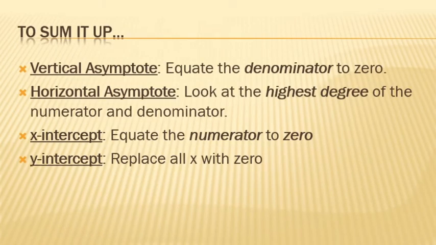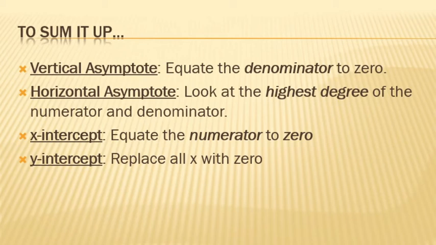So, to sum it up, para makuha natin yung vertical asymptote, equate the denominator to 0 and then solve. Para makuha naman natin si horizontal asymptote, tingnan natin yung degree or highest exponent ng numerator and denominator, and then i-observe natin yung rules na binigay ko kanina. Para makuha natin si x-intercept, equate the numerator to 0. Para makuha naman natin si y-intercept, replace all x with 0.